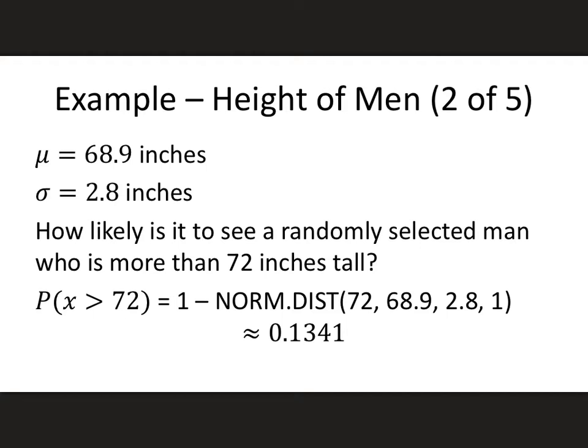You just have to be careful because when you sketch your curve, we are looking for greater than, so that's the above part. So we have to use 1 minus norm.dist(72, comma, our mean of 68.9 and our standard deviation of 2.8, 1). 1 is the same as true. So if you see a 1 in any of these notes, just know that that's the same as true. And we get approximately 0.1341 as our answer.